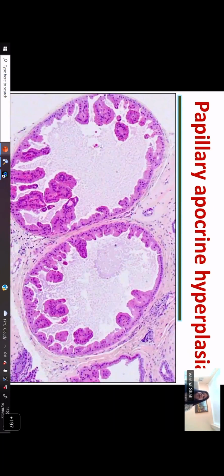And this is papillary apocrine hyperplasia. Again, if you do CK5, it may be negative, but don't call this a papilloma. This is not a papilloma. This is not an intraductal papilloma or a micropapilloma. This is just benign papillary apocrine hyperplasia. Like in the UK, we excise all the papillomas, so we shouldn't be calling this a papilloma. This does not need any excision, completely benign.